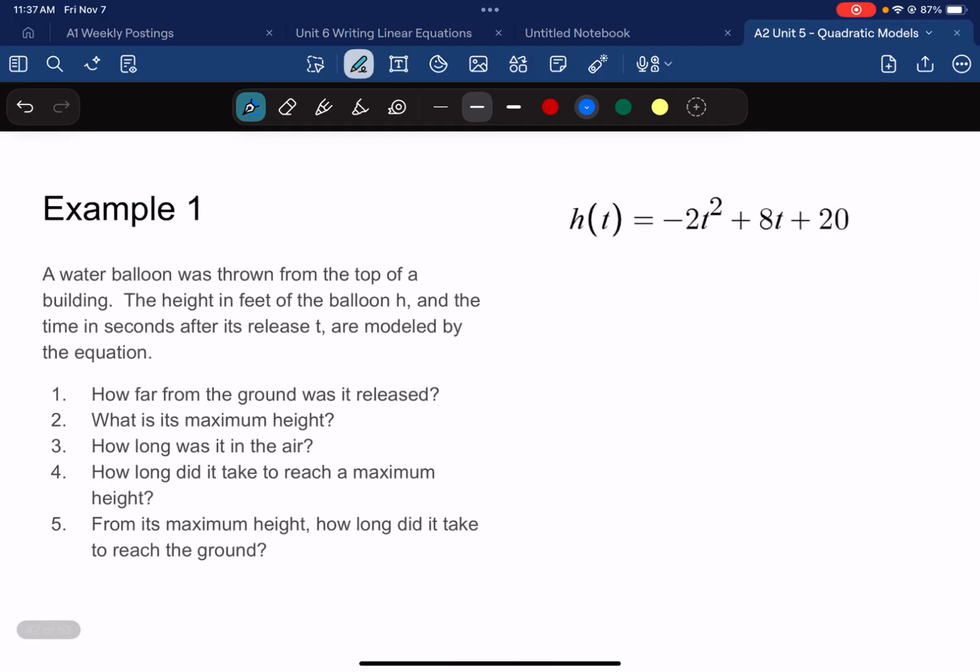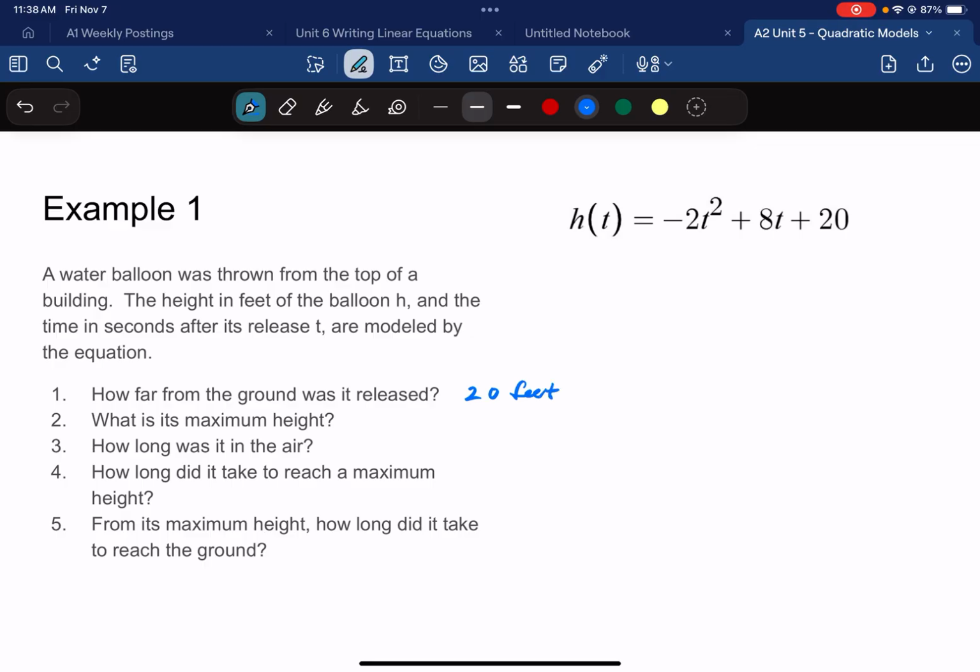So this first example is about a water balloon. It was thrown from the top of a building straight up. The height in feet is h, and the time since its release is t, and then there's our equation over there. So the questions are, how far from the ground was it released? And I think that sounds again like, hopefully, y-intercept. So very simple, 20 is our y-intercept.